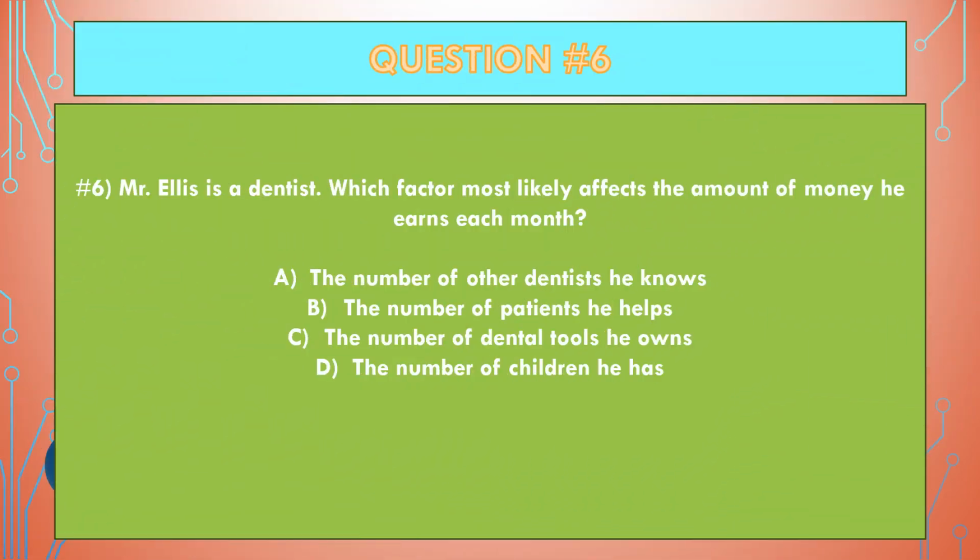Let's read question number 6. It says, Mr. Ellis is a dentist. Which factor most likely affects the amount of money he earns each month? Now, this is one of those questions where you have to pick the answer that makes the most sense. It's no math that you need to work this out. It's one of those where I need to think about what makes sense and what doesn't. So, I want you to pause your video, think about what makes sense, and get rid of the answers that don't make sense at all. And that way, all you'll have left is the actual correct answer.